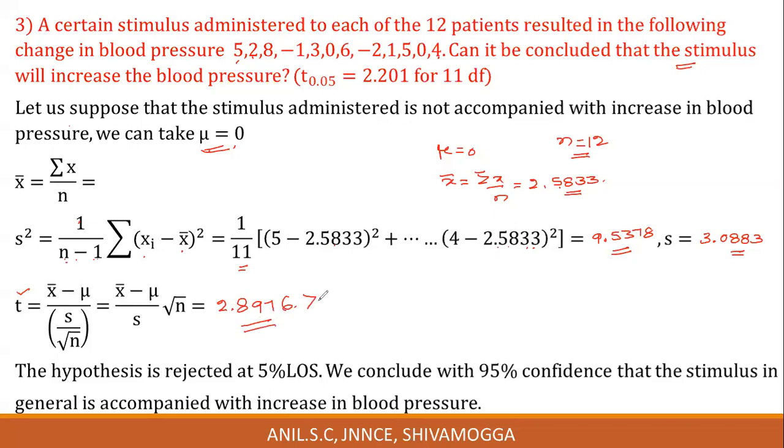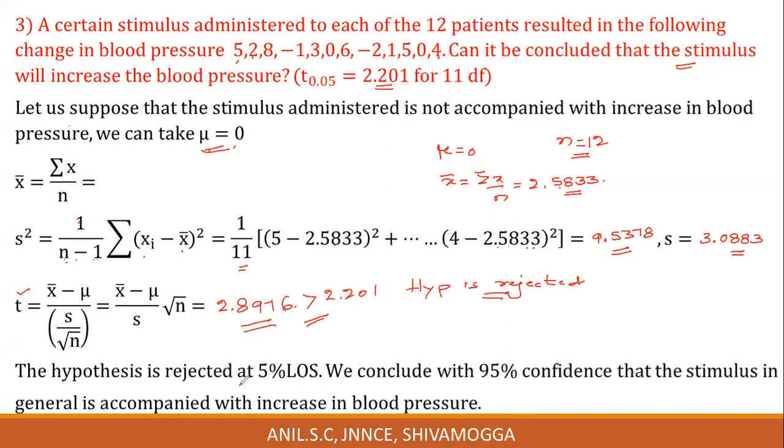2.8976, and clearly this is greater than the table value, which is 2.201. So what will be the conclusion? The null hypothesis is rejected. Therefore, the hypothesis is rejected at 5% level of significance. Therefore, we conclude with 95% confidence that the stimulus is in general accompanied with an increase in blood pressure.